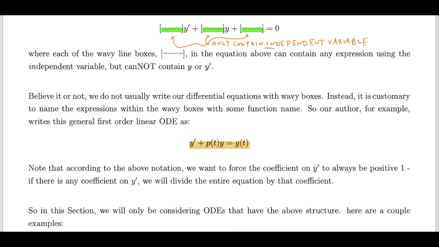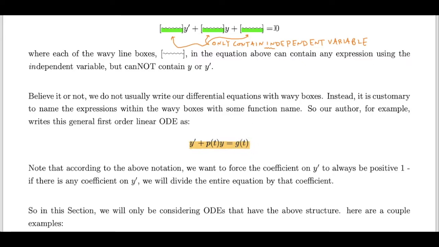Here I've written the general first-order linear ordinary differential equation as y prime plus p of t y equals g of t. So the p of t and the g of t are written as functions, but I just think of them as general expressions that involve the independent variable t. So this p of t is just a placeholder for any general expression that is in terms of t only. And then the same is true for this other expression here on the right-hand side.